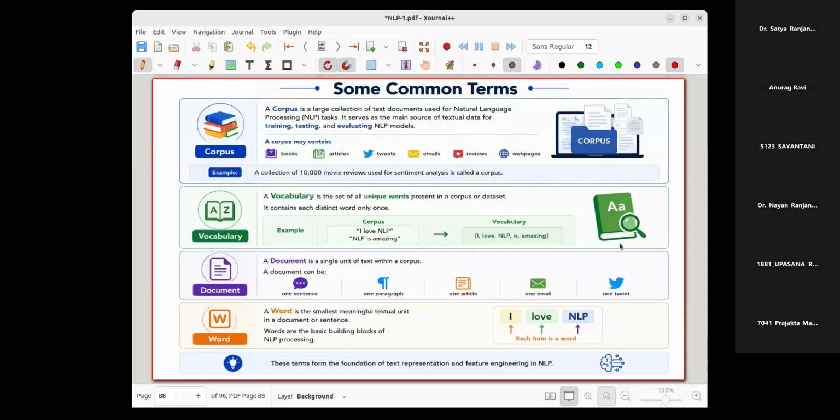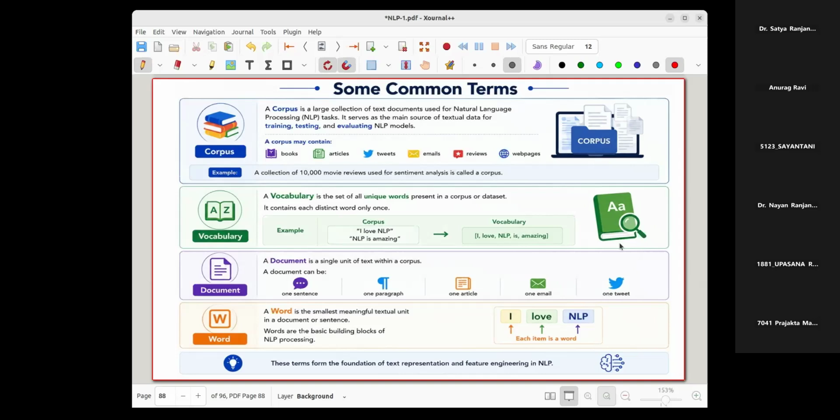Before discussing the techniques, let's see some of the common terms that you will encounter in this part. One is corpus. What is a corpus? Very simple. A corpus is nothing but a kind of data set. In ML we call it a data set, but in NLP we call it a corpus. It is a large collection of text documents. So when the documents are text, we call it a corpus for an NLP task. Okay. This corpus is used for training as well as for testing and evaluating your NLP models.